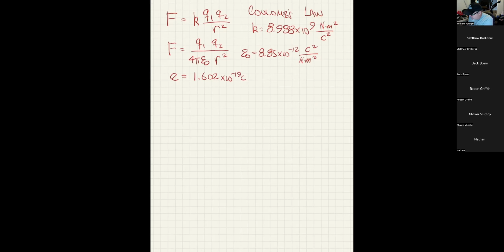Okay. Some other constants that come in handy for this class in general is the mass of the electron.